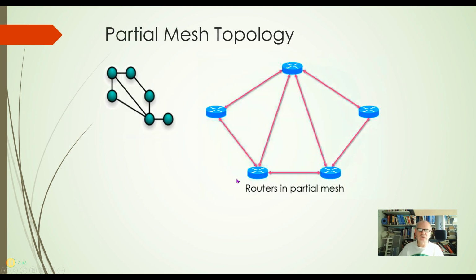We can do a partial mesh topology. In this case, I've got some routers that are connected partial mesh. Now this guy here has 4 connections, but this one only has 2, this one has 3, this one has 3, this one only has 2. Here's another example of one. You see, I still have redundancy here.